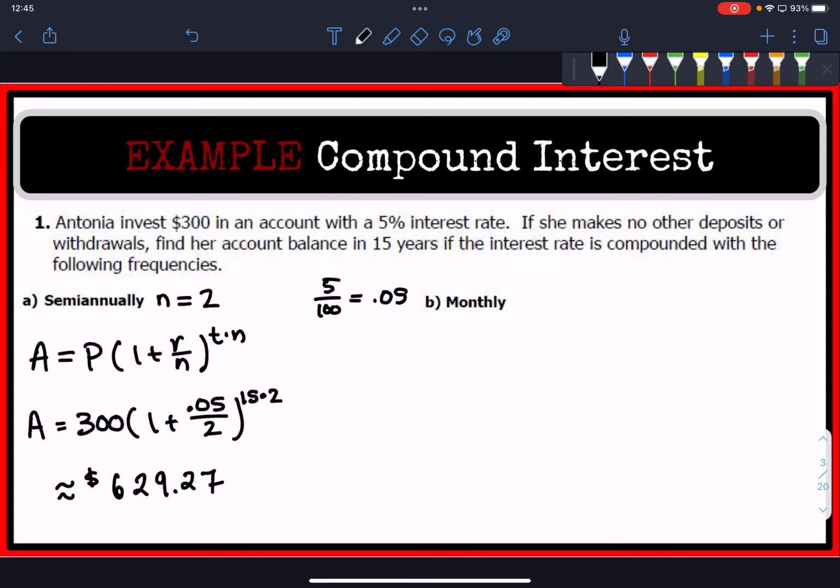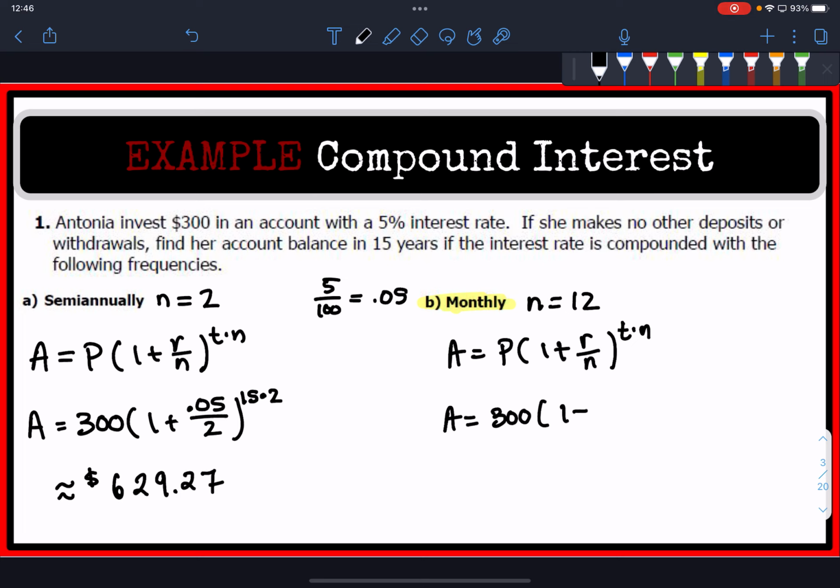Now let's say that our frequency, for example B, we're going to compound it on a monthly basis. So now our value for n that we're going to use in this formula is going to be 12 because there's 12 months in 1 year. So we're going to compound it 12 times in 1 year. So our formula A is equal to P times 1 plus R divided by n, raised to the T times n power, will be 300 times 1 plus 0.05 divided by 12 this time, raised to the power of 15 times 12.